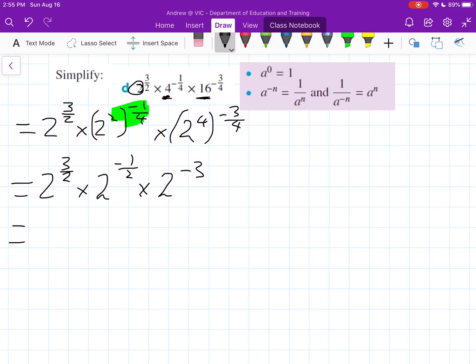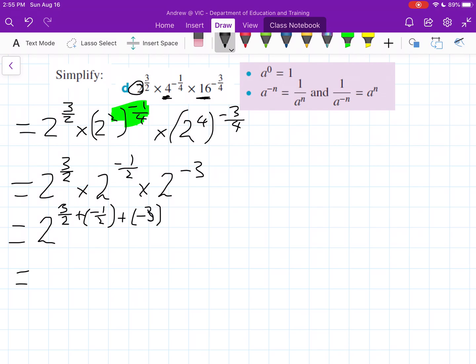So this means we can simplify this down into the one base of 2, and we can apply our index law and we plus the powers when they're all being multiplied together. So it becomes 2 to the power of 3 over 2. But because we're plussing a negative number, a plus and a minus makes it a minus, so it becomes 3 over 2 plus negative a half, which will end up being a minus, plus negative 3, which will also end up being a minus.